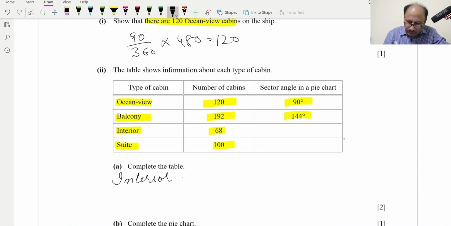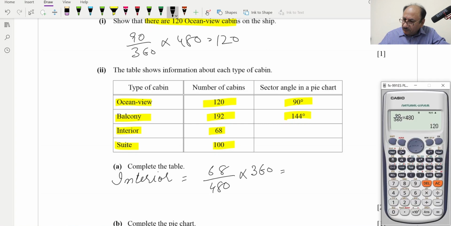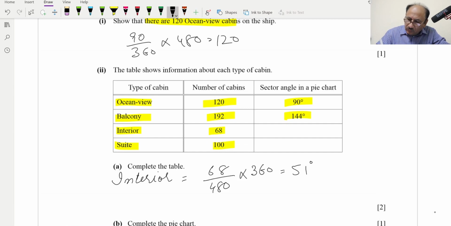For interior, it will be 68 divided by the total number, which is 480, multiplied by 360 is the angle. So this is how we can calculate the angle. With the help of a calculator, 68 over 480 multiplied by 360 will be equal to 51 degrees. So this will be 51 degrees.